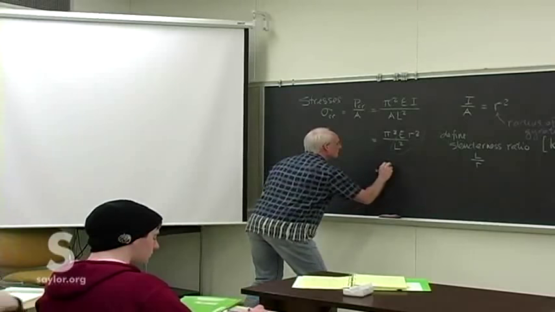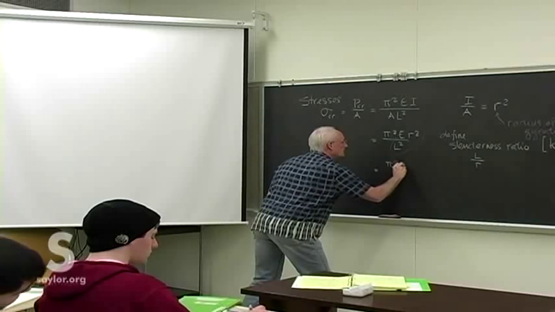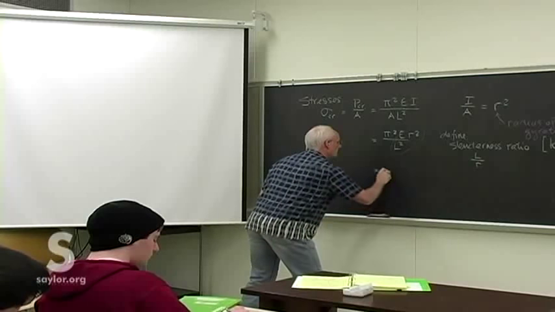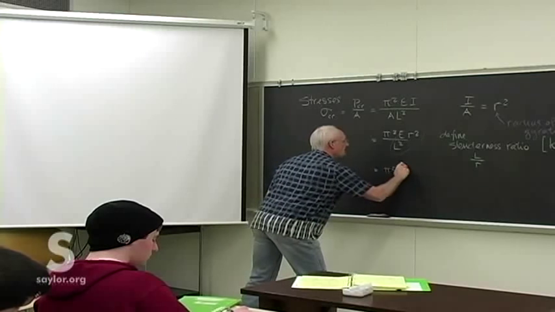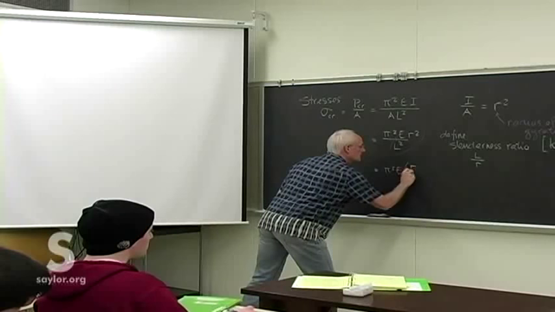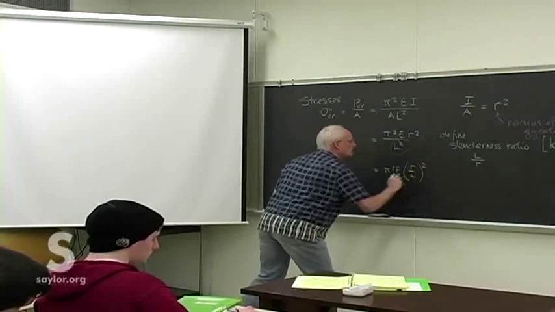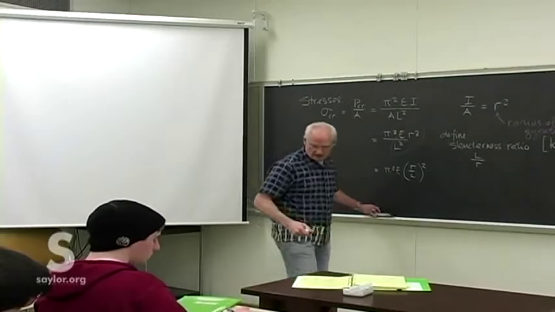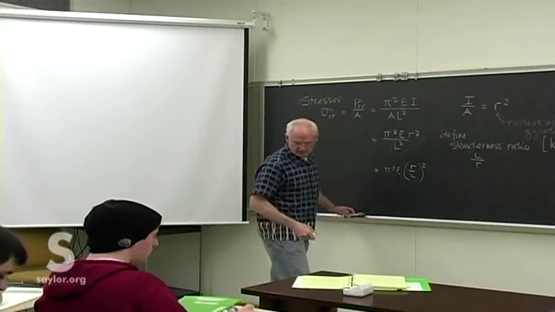So we've got then pi squared times E, times the inverse square of that slenderness ratio, which has no particular symbol to it.